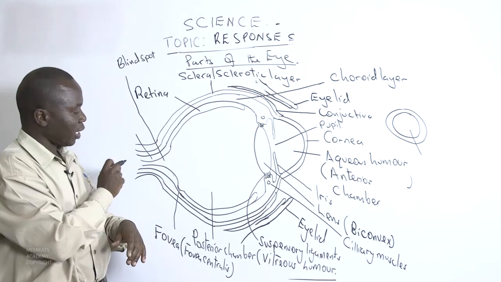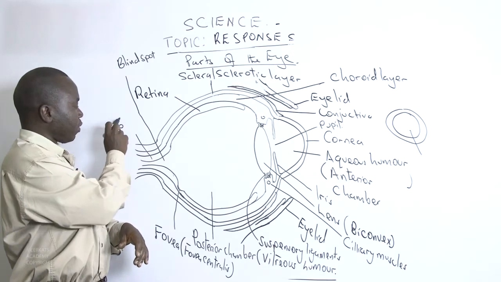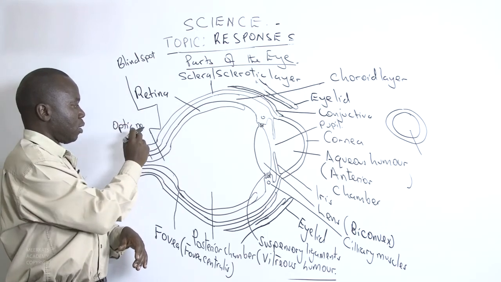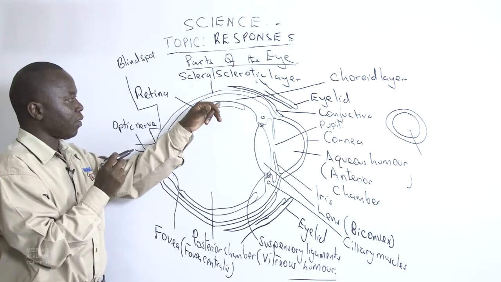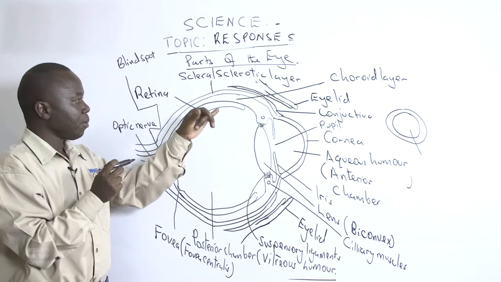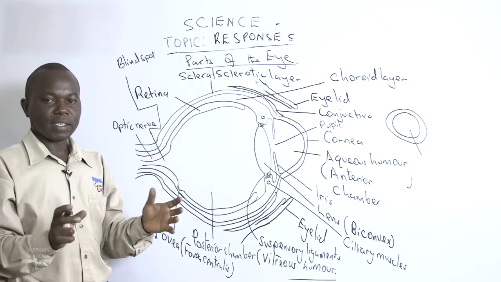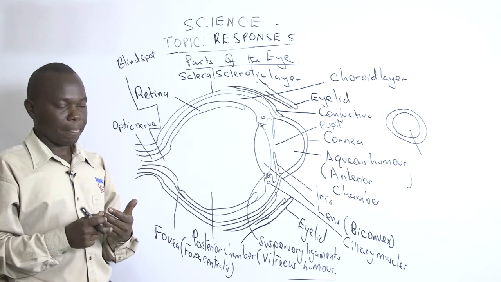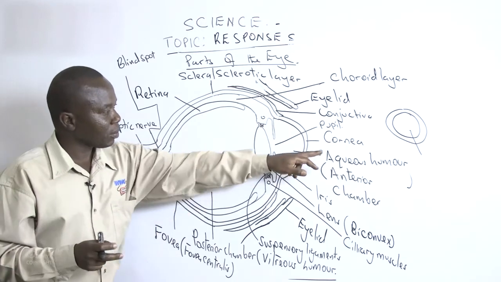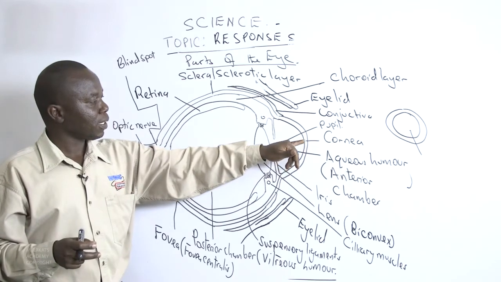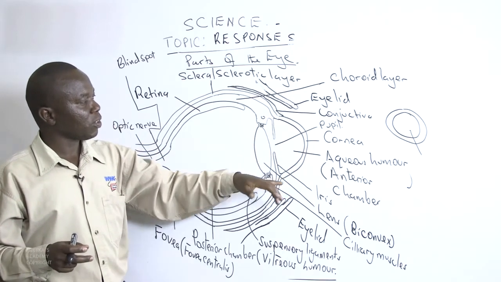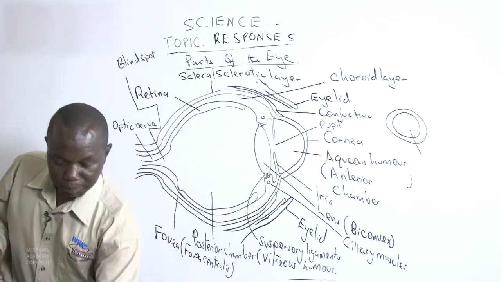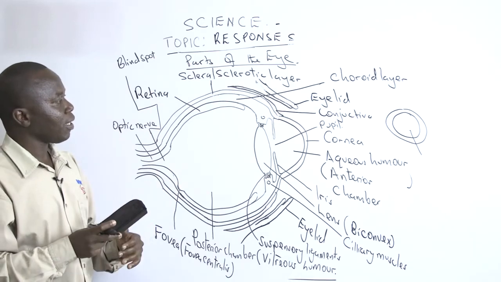And then we have the last part, the optic nerve. The optic nerve is emanating from the retina. Remember, the retina is the one that has cells that receive light. So this is a generalized structure of the eye. You can remember very well that we have that transparent part, the cornea. We have aqueous humor. We are going to look at the role of each part as we move on. So I want to find out how they are important.